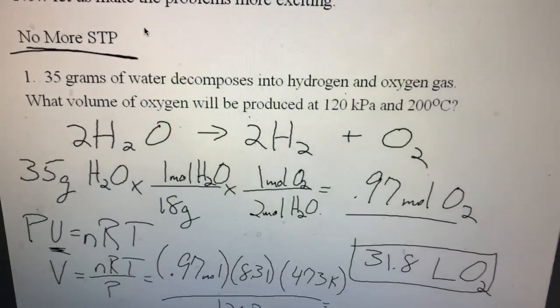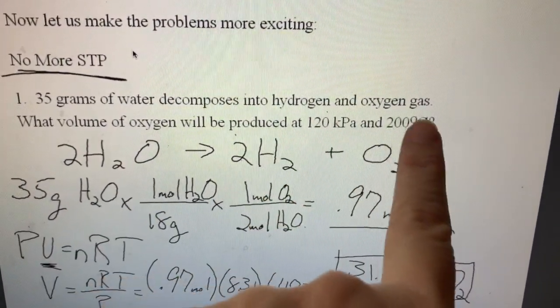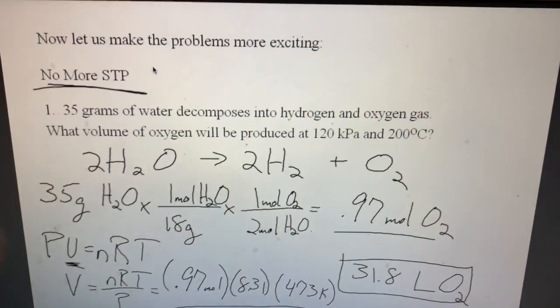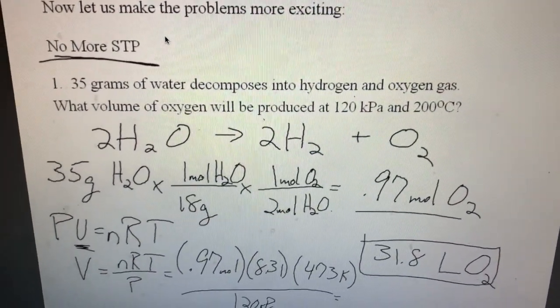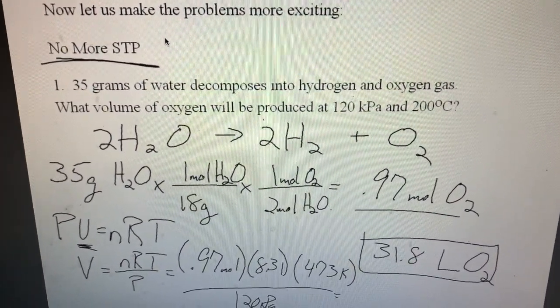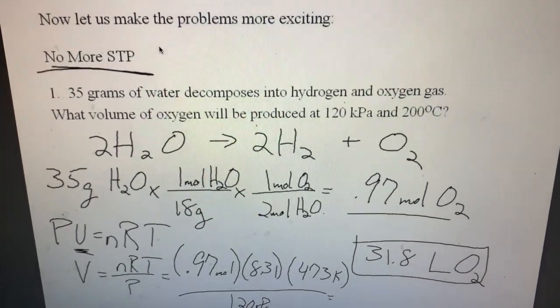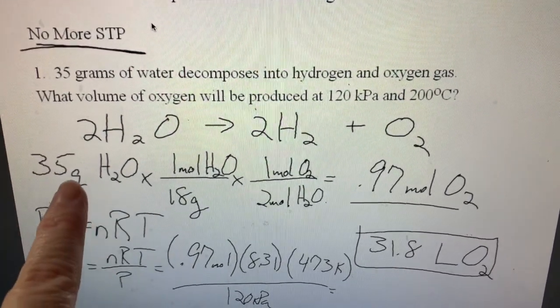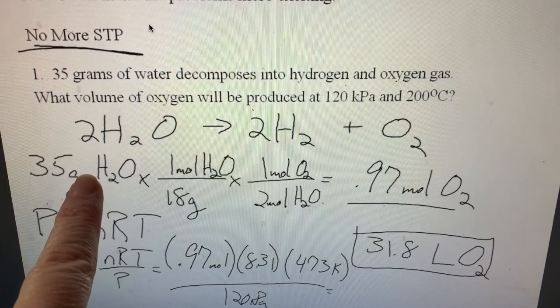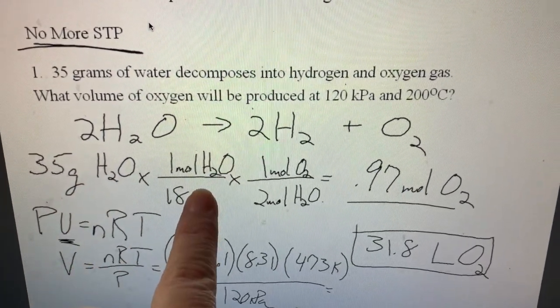So right there, I see I am not at standard temperature or pressure, so I cannot use 22.4. People get into the habit of wanting to use that too much. You cannot. So instead, I'm going to start with my mass of water, which is what was given to me. I'm going to convert that to moles.